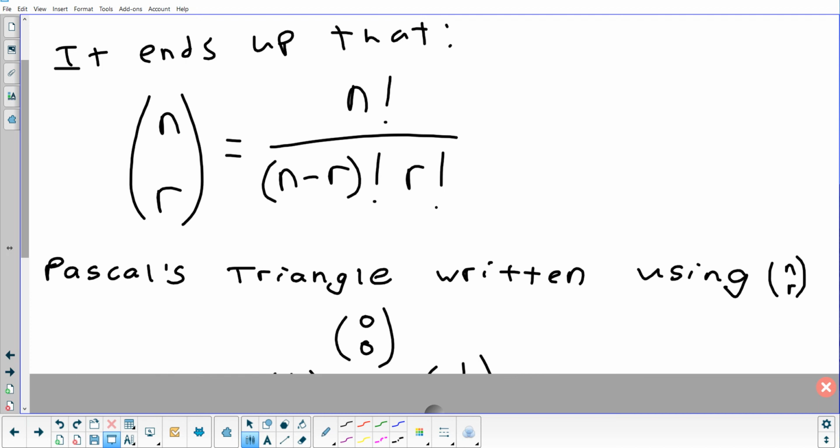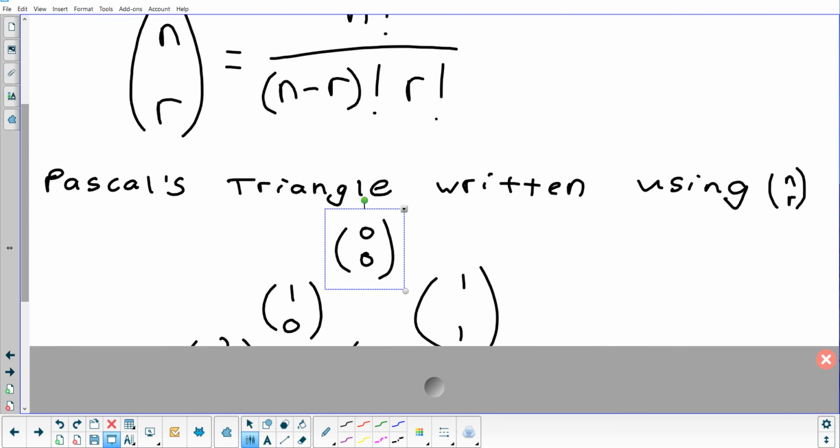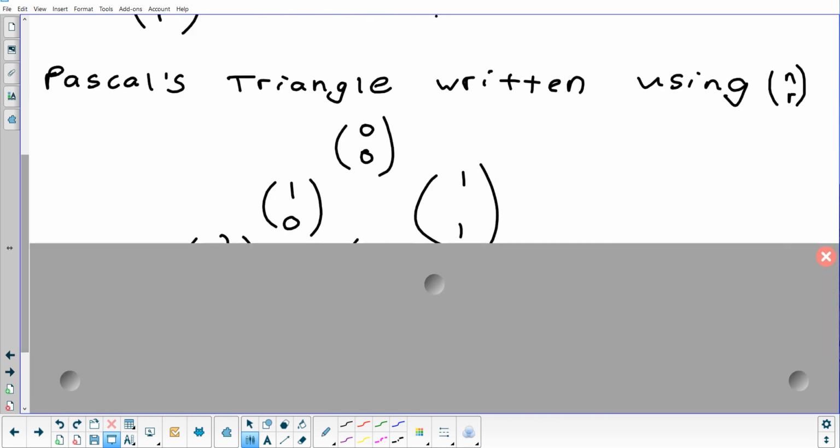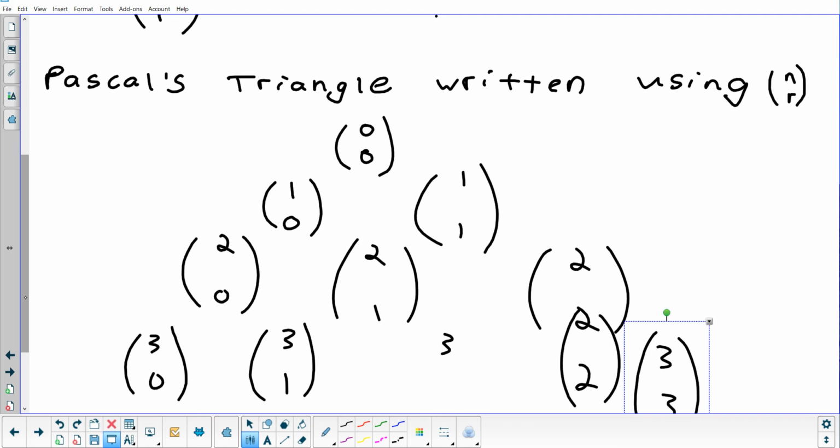So here's Pascal's triangle, written out by describing the position of each term, not the term itself. The very top spot in Pascal's triangle is called row 0, column 0. The next row would be written with this notation: row 1, column 0, row 1, column 1. The next: row 2, column 0, row 2, column 1, row 2, column 2. Row 3, column 0, column 1, column 2, column 3.